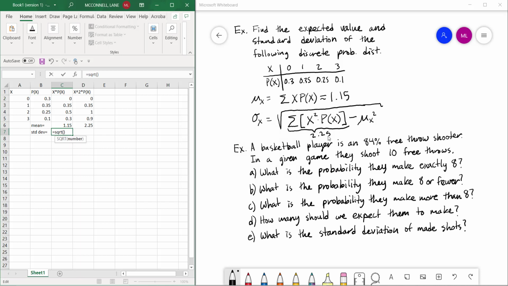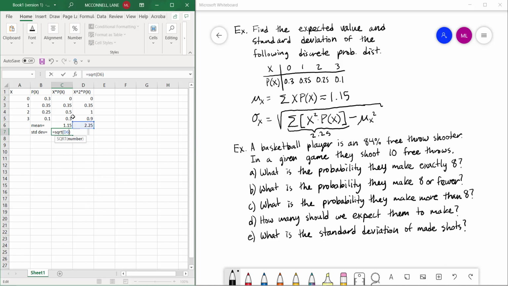Type in the value that we want. So I want to take the square root of this number that we just found. I can either just copy it in and type it in by hand, 2.25, or I can refer to this position. It's sitting at D6. So I'll refer to it that way.